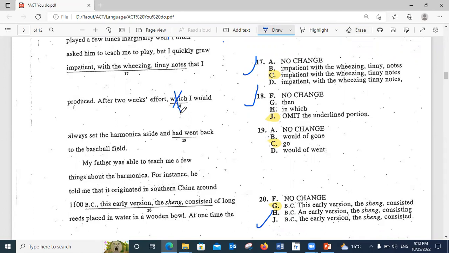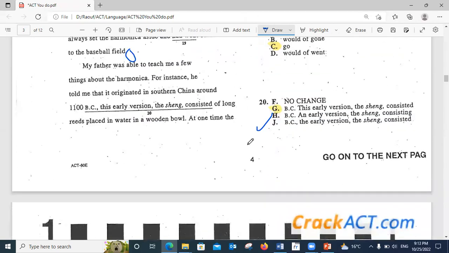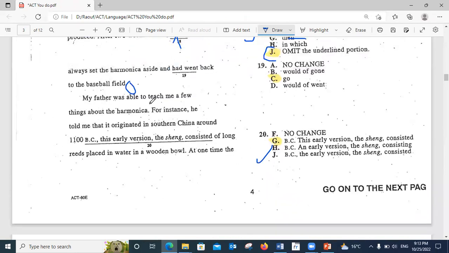We need a complete sentence, so we use the comma at the end to make sure the sentence has a subject, has a verb, and gives me a complete meaning. So I don't need either of these things. I will go for J to delete it in order for the sentence to make sense. The sentence should read, after 2 weeks effort, I would always set the harmonica aside. That means the sentence makes sense. Okay? Fine.